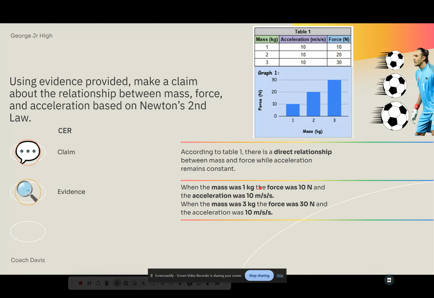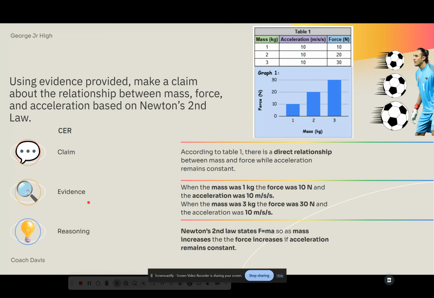When the mass was 1 kilogram, the force was 10 newtons, and the acceleration was 10 meters per second per second. All right, so I just described this part of the table, or even this part of the graph. Let's do it one more time because we need 2 pieces of evidence. So when the mass was 3 kilograms, the force was 30 newtons, and the acceleration was 10 meters per second per second. So we answered the question, and then we backed it up with 2 pieces of data or evidence. Let's finish the last part.